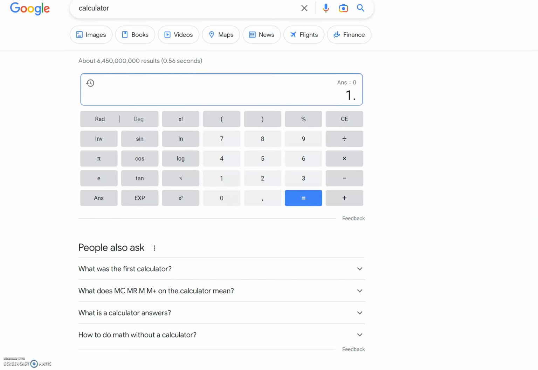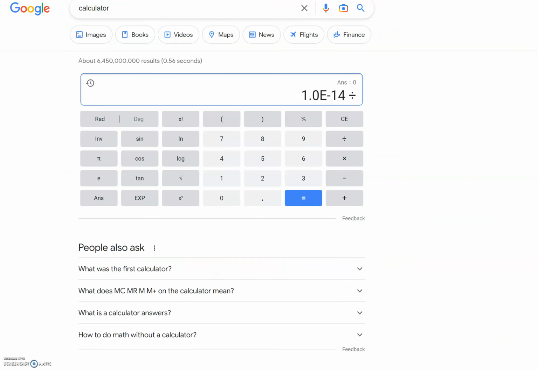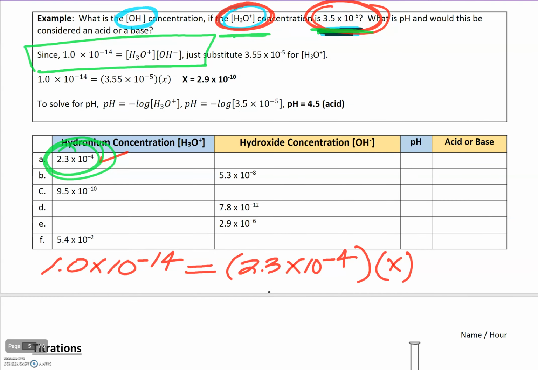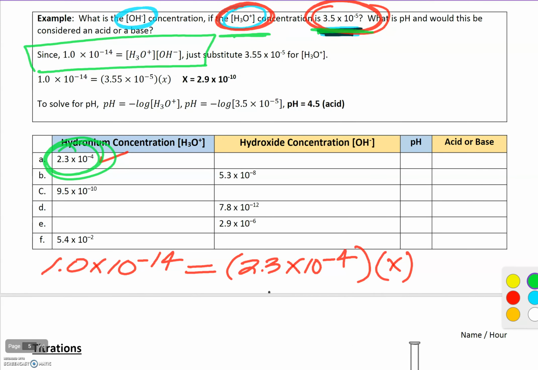So we do 1.0 times 10 to the negative 14th divided by 2.3 times 10 to the negative 4th. So divided by 2.3, double E negative 4, I believe is what we said. Yep, negative 4. And then we're going to hit equals. So we get 4.3, or you can go 4.35, but 4.3 times 10 to the negative 11th. Let's go ahead and write that in. We got 4.3 times 10 to the negative 11th.